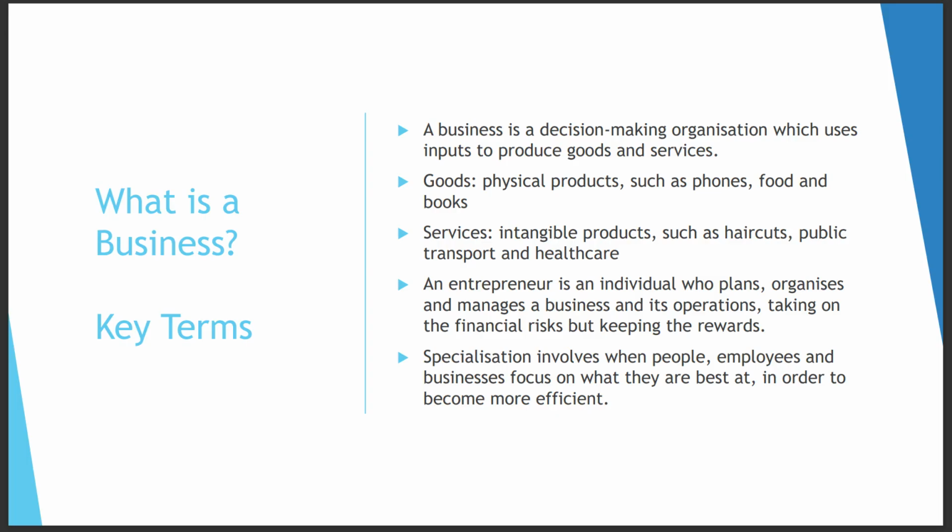What is a business? A business is a decision-making organization which uses inputs to produce outputs, such as goods and services. So goods are mainly tangible products, they're physical products, such as phones, food, and books, whereas services are intangible, such as haircuts, public transport, and healthcare.